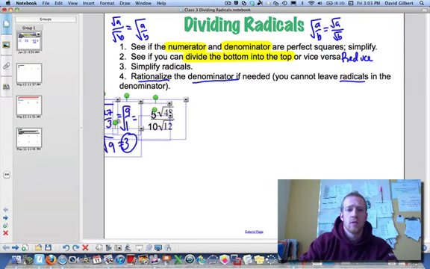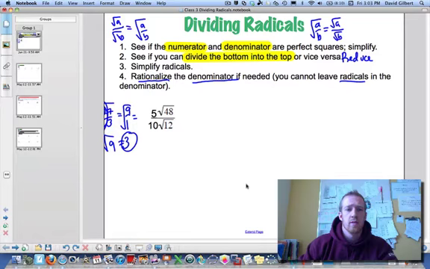So now I'm going to move this over. You know, rewind and rewatch if you have to, but I want some space to do this one. So what can we do here? I have a 5 over 10 on the outside, so I'm going to reduce those right off the bat. That's going to be 1 over 2 times the square root of 48 over the square root of 12.